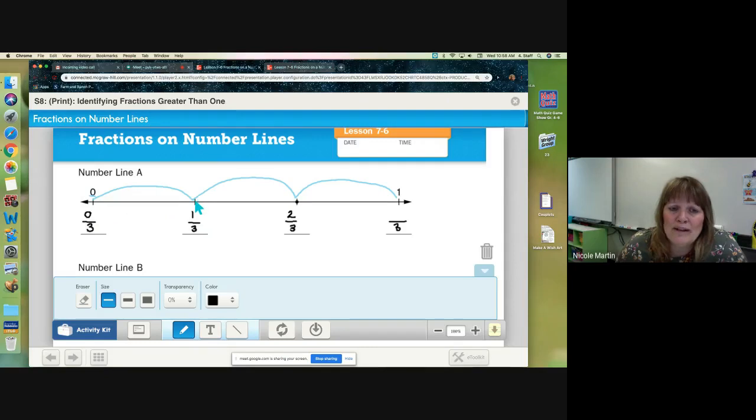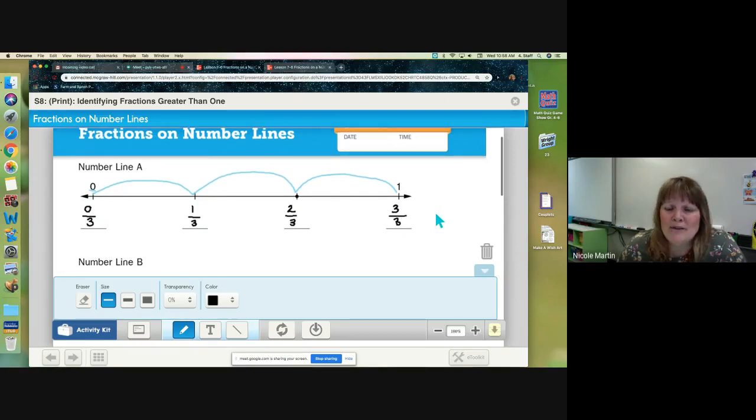So we've gone 1/3, 2/3, and now the final hop will bring us to 1, which is the same as 3/3. And hopefully you're noticing the pattern. The denominator has stayed the same because we're looking at thirds. The numerator changes as we add more parts: 0/3, 1/3, 2/3, and 3/3. All right, so hopefully that was review for you.